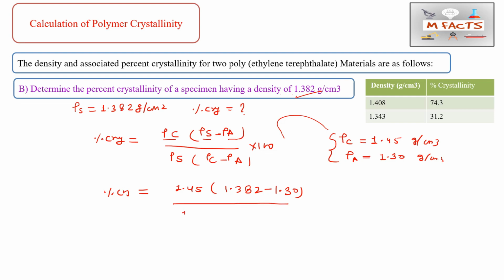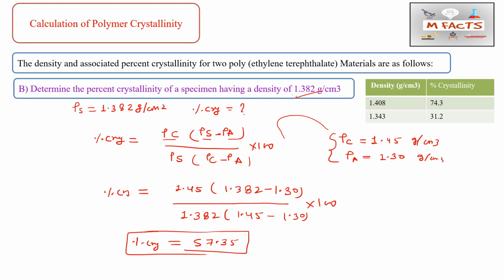So rho s is 1.382, rho c we know from the previous part, that is 1.45, minus rho a, 1.30, multiplied by 100. From here we can calculate the percentage crystallinity, and this value will come to 57.35. Okay, so this is the answer for this question. If they ask in fractions, we need not multiply this value by 100, because we only multiply by 100 to change it into a percentage. So the answer, that is the percentage crystallinity, is 57.35%.